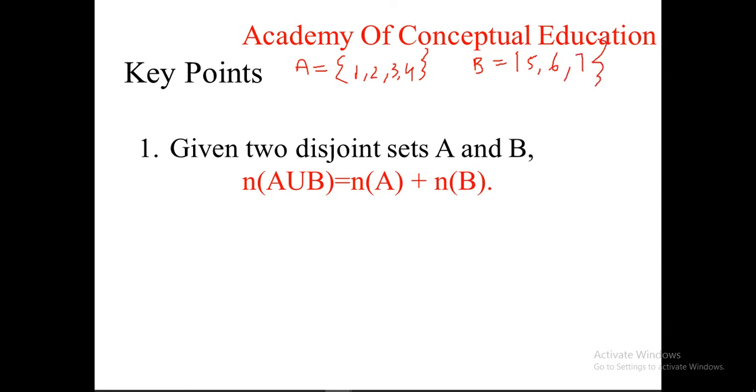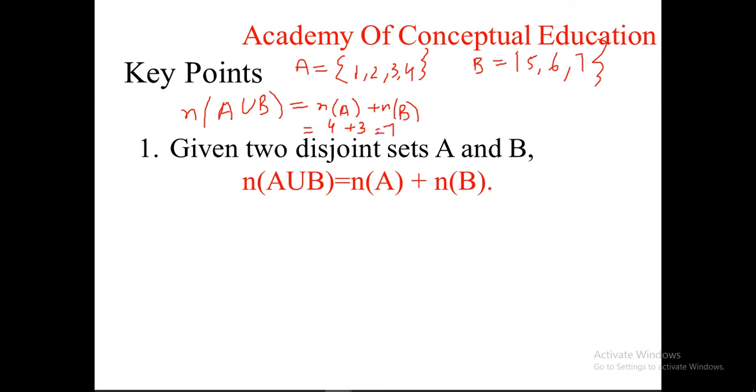Now we can see that if we want to find out the number of elements of A union B, then we don't need to subtract the intersection portion, because there is no intersection portion; the intersection will be the empty set. So we will write the number of elements of A plus the number of elements of B. The number of elements of A is 4 and the number of elements of B is 3.